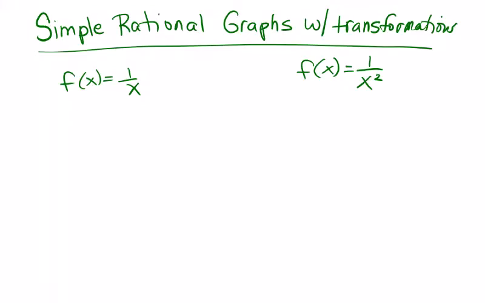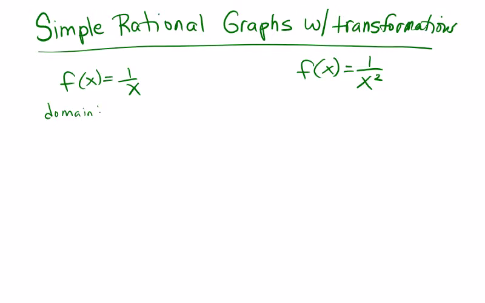Hello, in this video we will be looking at simple rational graphs with transformations as well. So these are two different graphs we're looking at. The first one is f of x equals 1 over x, and our second graph is going to be f of x equals 1 over x squared. Before I start anything, I want to actually think about the domain of this equation.